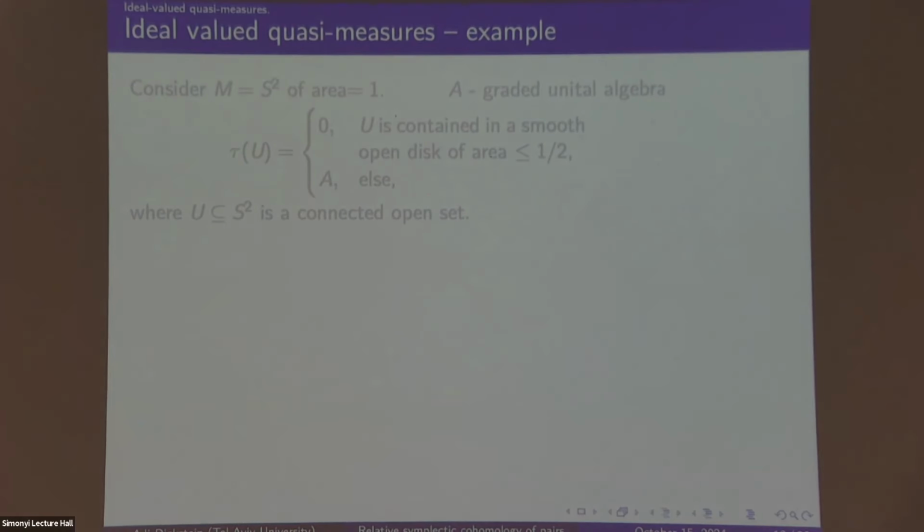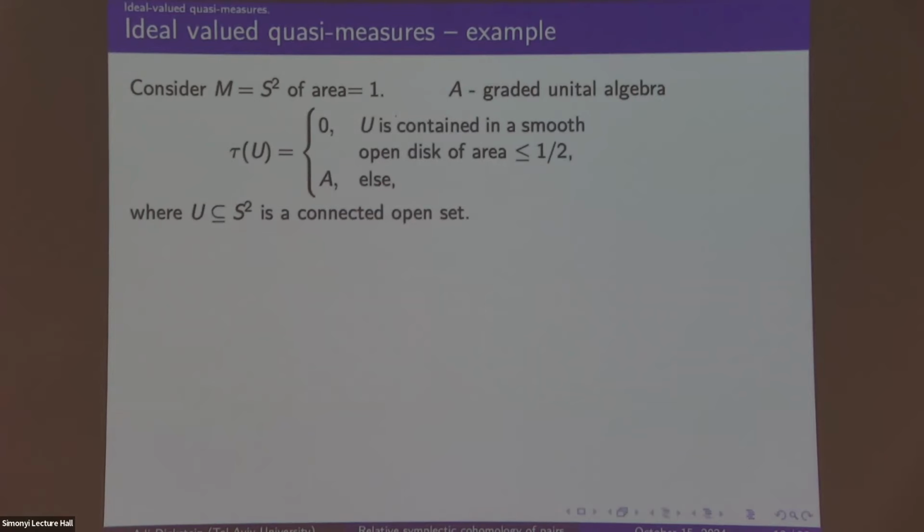Okay, let me give you an example. Examples are the main things in this talk. So on the sphere with the standard symplectic form, normalized, you can take any algebra, and when I say algebra, I mean graded, skew symmetric, associative, unital algebra. And for any connected open set, we can define its measure in this example to be 0 if the set is contained in a topological disk of area at most half, and A in any other case.